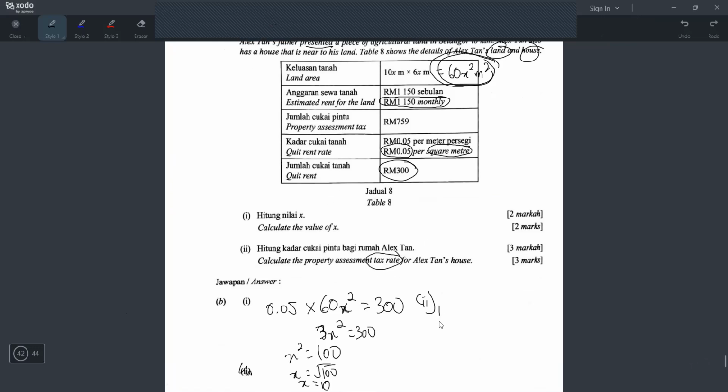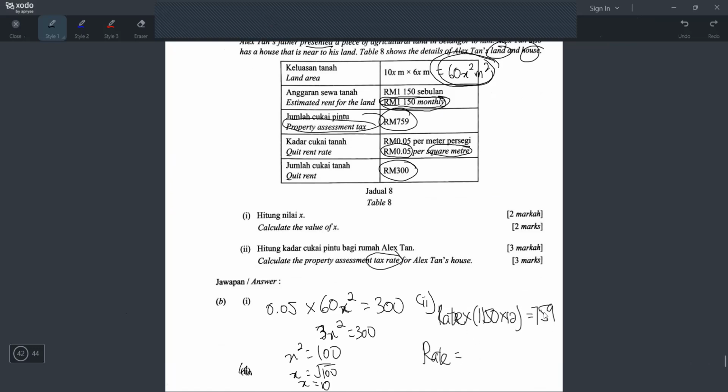So the rate I don't have, so I'll just write rate. I don't know, I want to find. Times with the annual value, they never give me, but they did give me the monthly rent, which is 1150. So how can I find the annual value? 1150, which is the monthly rent, times 12, right? And even though I don't have the rate, but I have the 759, which is the property assessment tax. So the 759 I'll write here. So now I can find the rate.